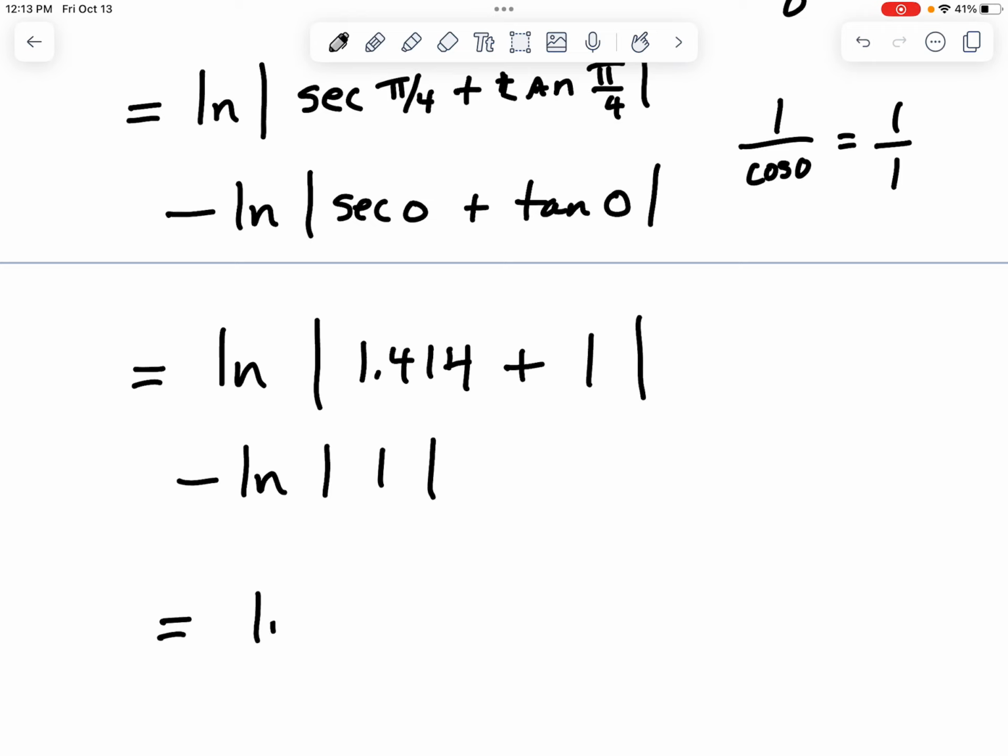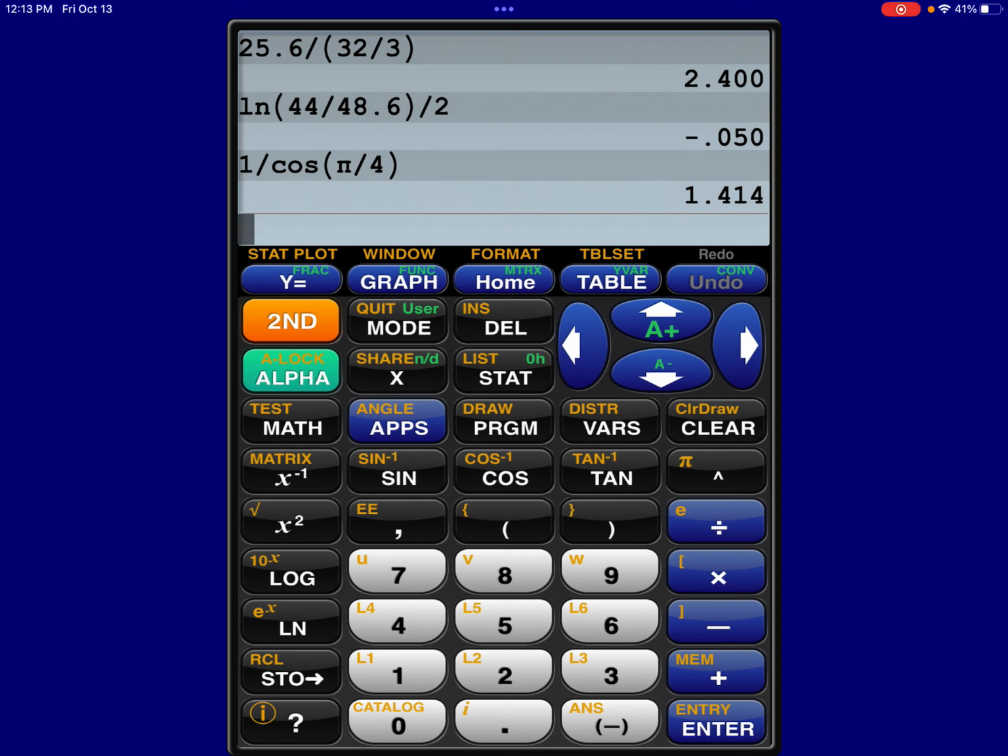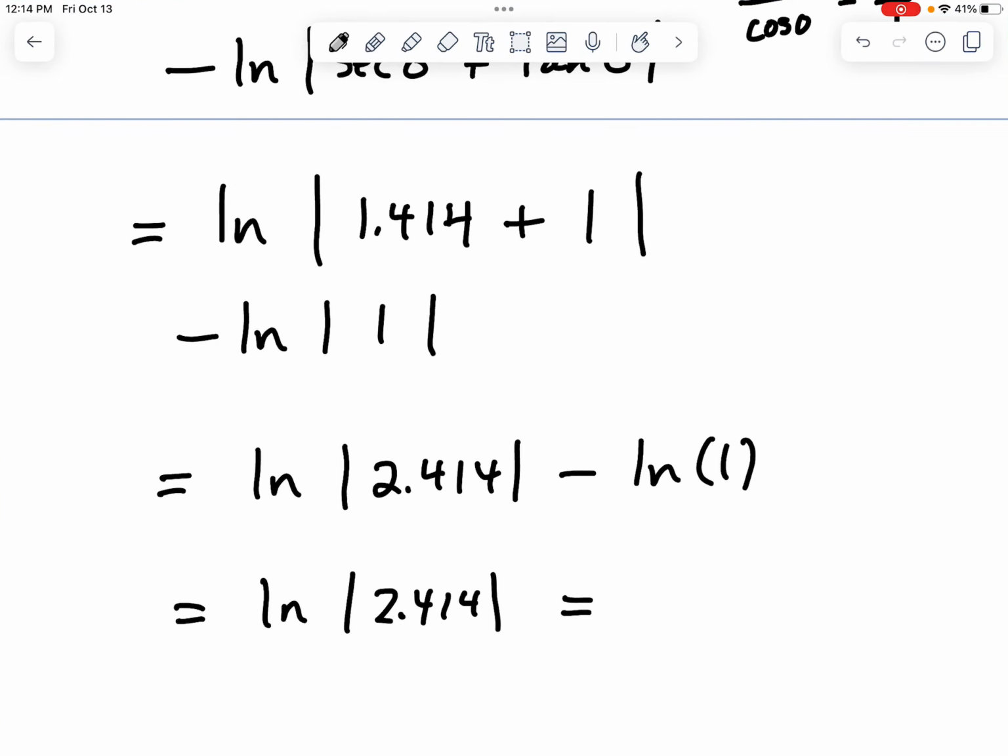So finally, we're ending up with the natural log of 2.414 minus the natural log of 1. Well, the natural log of 1 is 0, so all I really need is the natural log of 2.414. And then switch back to the calculator. What is the natural log of 2.414? It's 0.881. So then the final answer is 0.881.